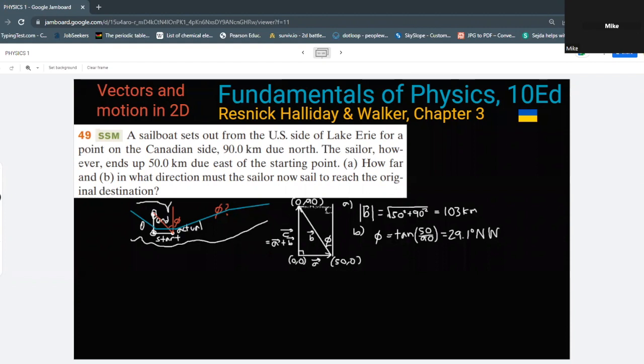Kaya 90 kilo sets out from north. Pag sabing northwest, north of west po. Pagka WN po, west of north. Kaya NW, that's north of west. Tama? Opo.